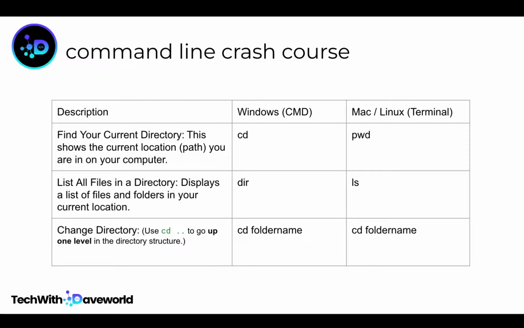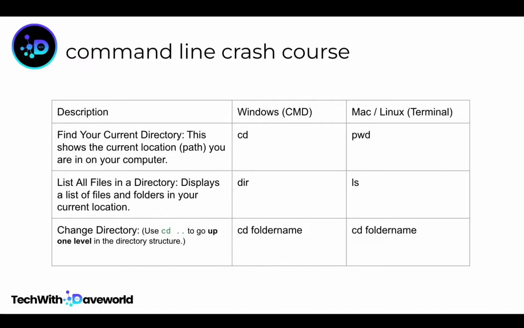All right. So we also have how to list all the files that we have in a particular directory. Basically it displays a list of files and folders in your current directory. So for example, if you are currently in your documents and you want to show all the files and folders that you have in your documents, the command you're going to use, if you're on Windows, is dir, while if you are on Mac, you're going to use ls, right?